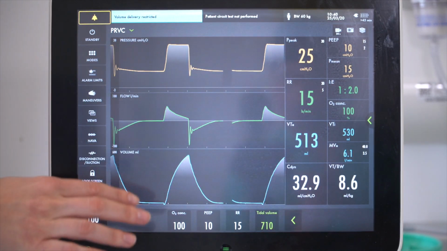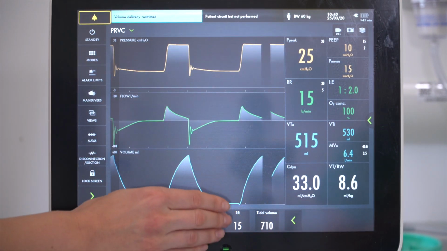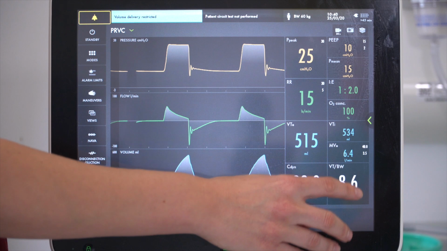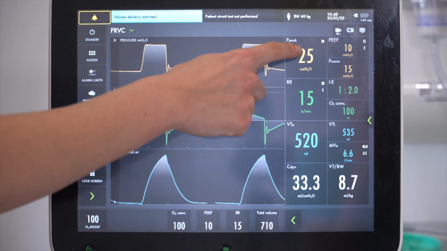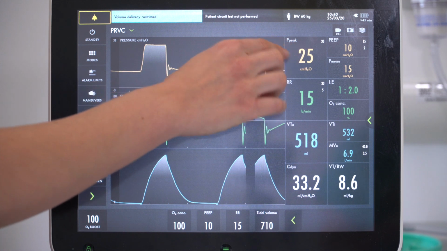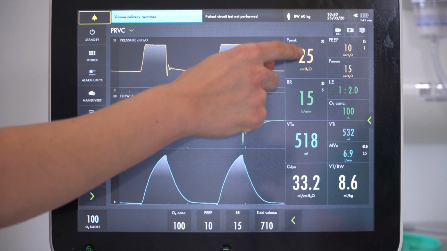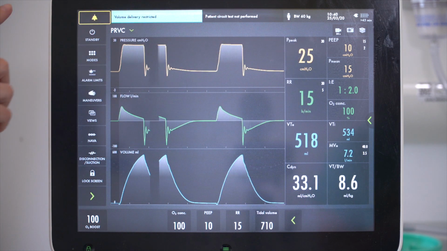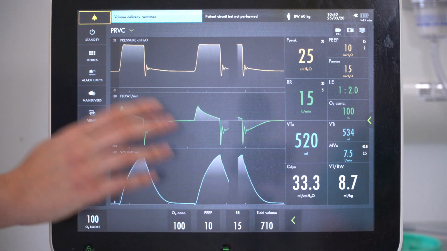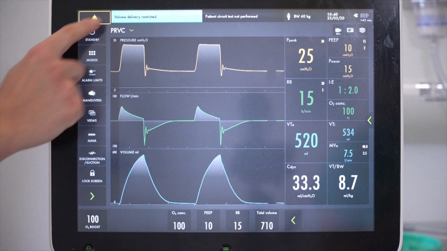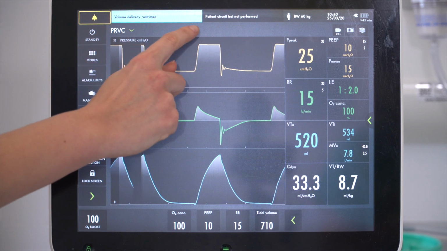So by increasing your tidal volume, you can see that your tidal volume of predicted body weight has increased, but also that your peak airway pressure has increased. As this peak airway pressure has exceeded the limit, the ventilator is telling you that the tidal volume breath has been restricted. And this is demonstrated here at the top of the ventilator.